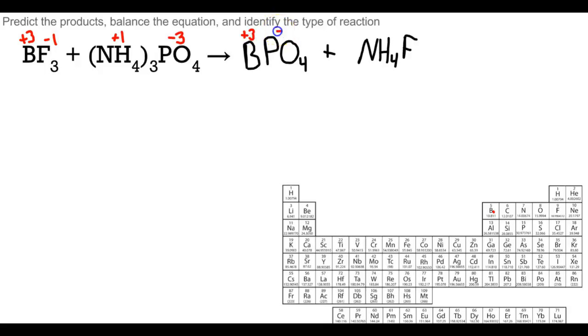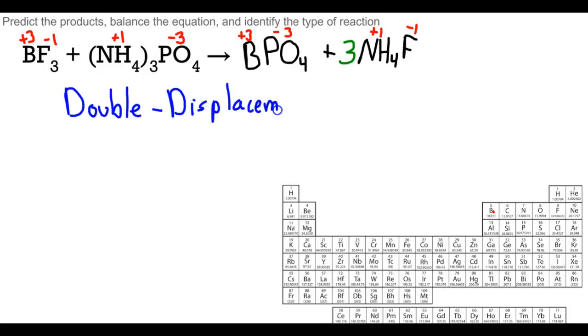So I know that boron is going to be +3, phosphate is -3, so they cancel, no subscripts needed there. Ammonium is going to be a charge of +1, fluorine is a charge of -1, so no bringing down of subscripts for those either. Now I need to balance it. I have 3 phosphates on the left, so I need to get 3 on the right. That is going to be a double displacement reaction because each one of them is arriving and leaving with a different partner than when they started.